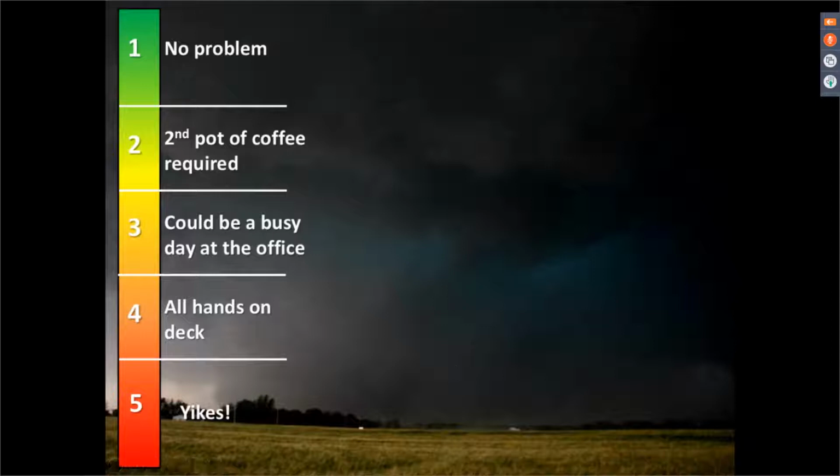So as of right now, what would you rate our severe weather threat here in Middle Tennessee? Is it level 1, no problem? Level 2, might need some coffee. Level 3, could be busy at the office. Level 4, all hands on deck. Or level 5, yikes, we're going to see a tornado outbreak. Just based on what we've looked at so far, type in what you think the threat level would be. This is kind of a subjective question.